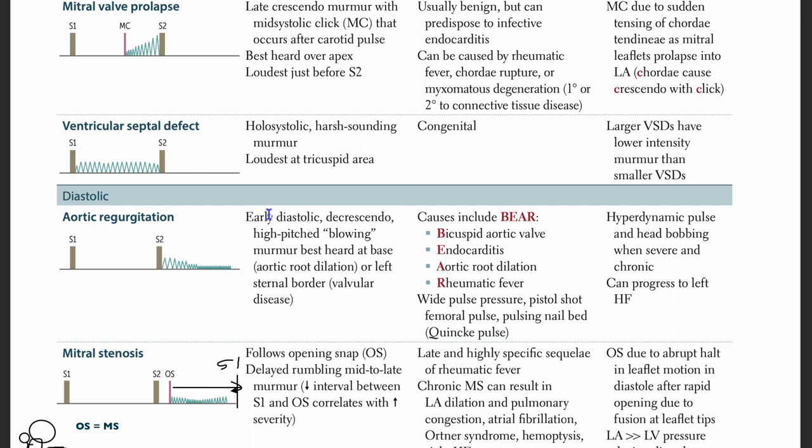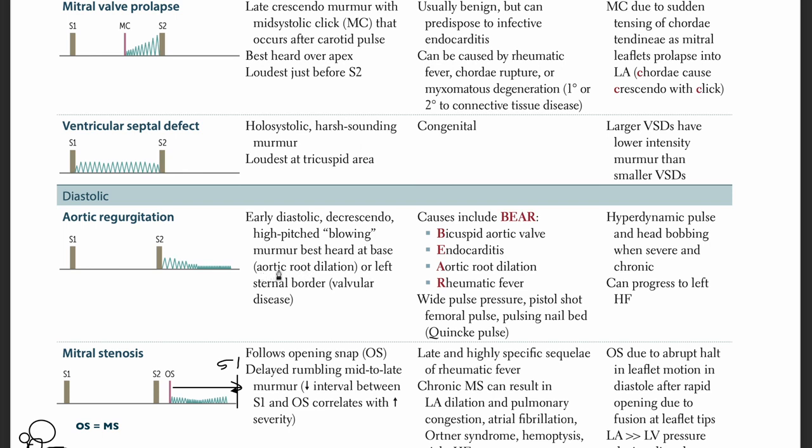Okay. Early diastolic decrescendo. So this is crescendo. This is decrescendo. And then this is crescendo-decrescendo. That's just the wave names from music. Okay, so early diastolic decrescendo, high pitched blowing murmur sound, best heard at base.